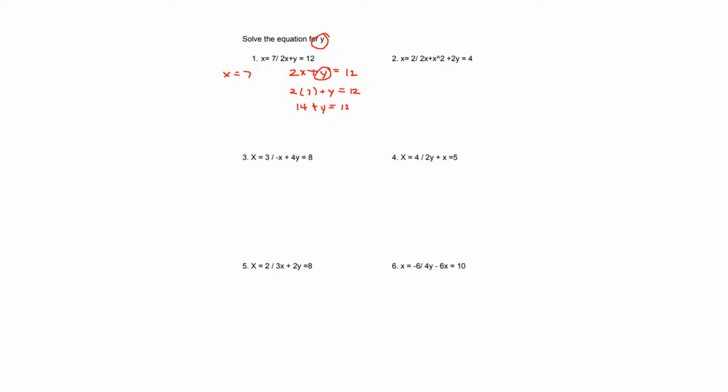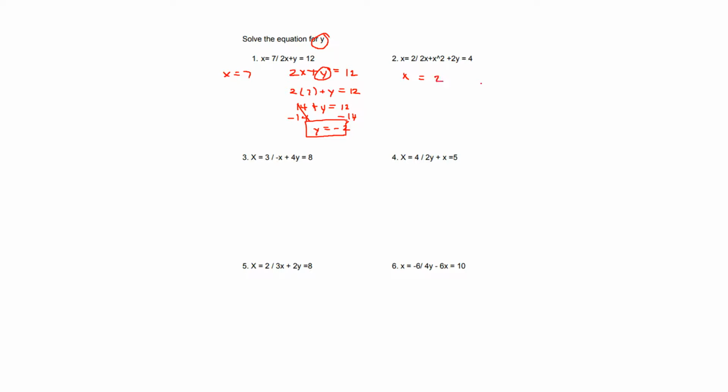And we have to get y equals something, not 14 plus y. So we have to move this 14 over by subtracting 14 on both sides. So this becomes y equals 12 minus 14, or just -2. For number 2, we could do the same thing.